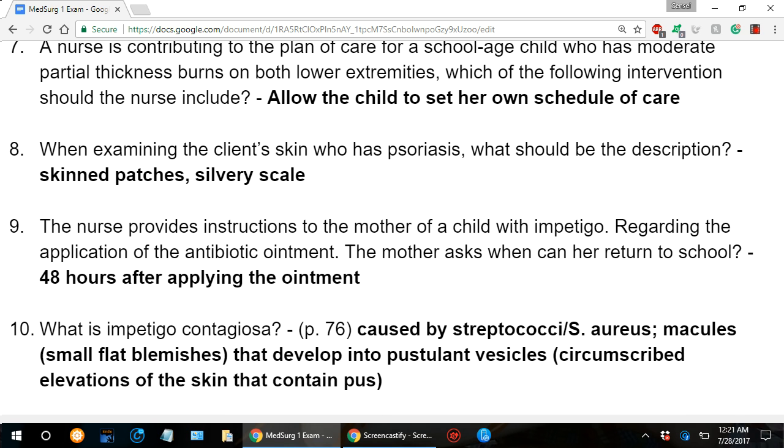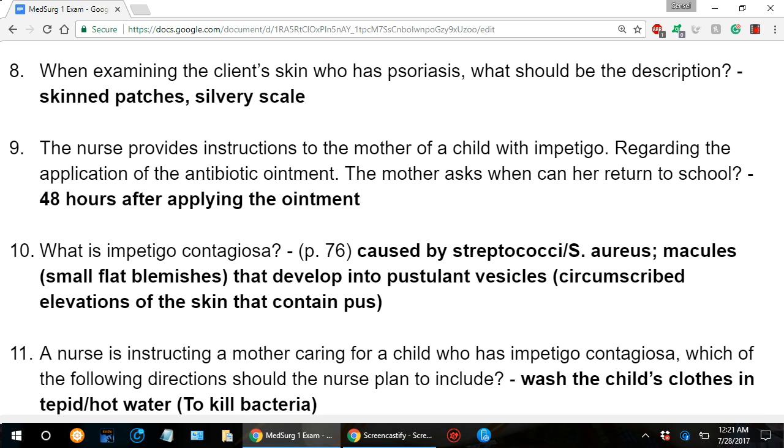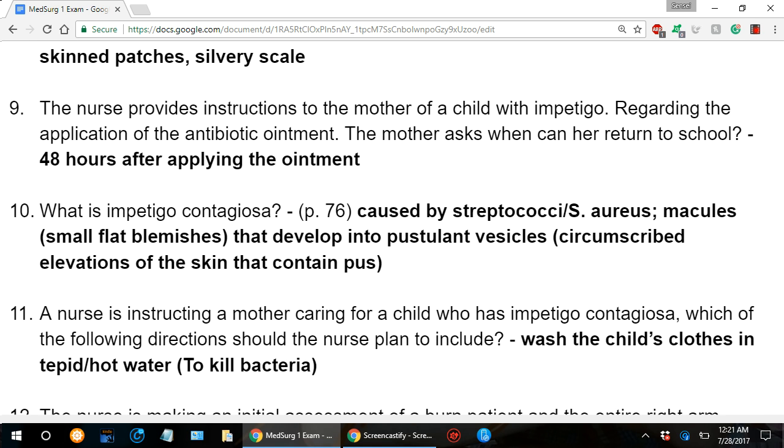The nurse provides instruction to the mother of a child with impetigo regarding the application of the antibiotic ointment. The mother asks, when can she return to school? The answer, 48 hours after applying the ointment.